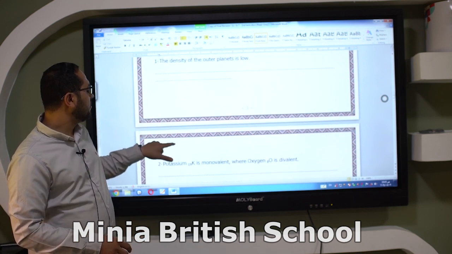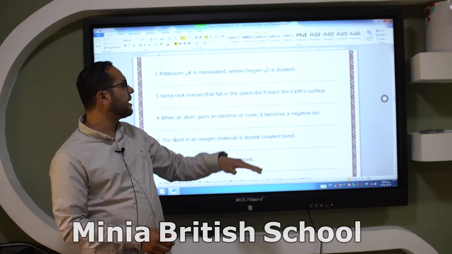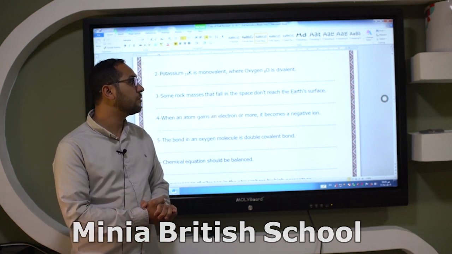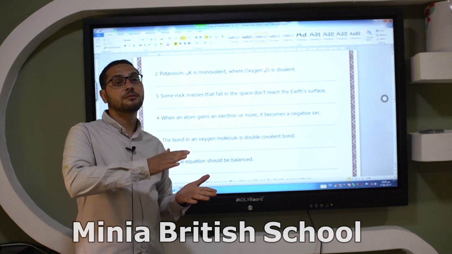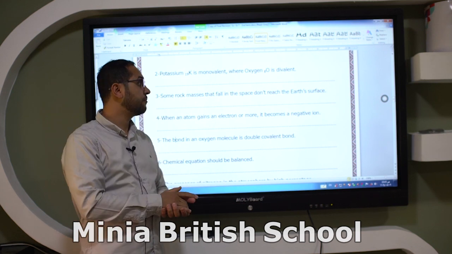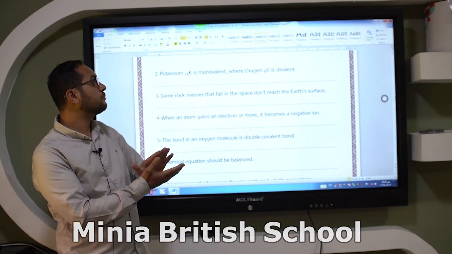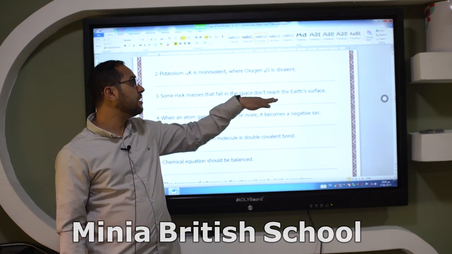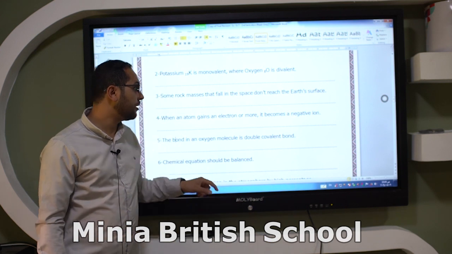Number 3, some rock masses that fall in space don't reach the Earth's surface. Why? This is due to the huge expanse of the atmosphere. So the huge expanse of the atmosphere prevents these celestial body rocks from reaching the Earth.